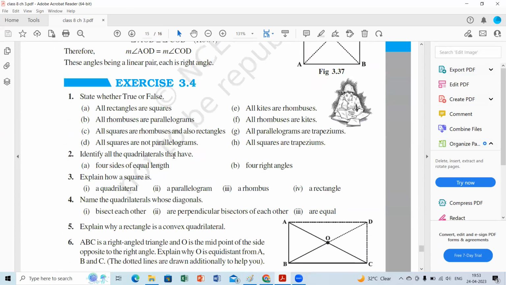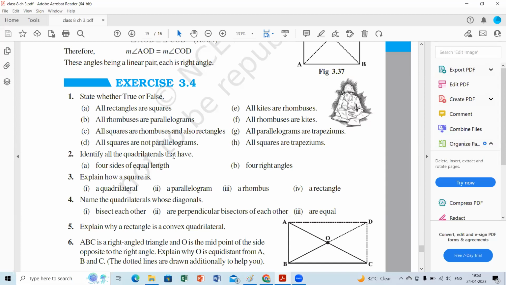Now, all rhombuses are kites. True or false? True, ma'am, because in a kite, one of the diagonals gets bisected. Congruent.